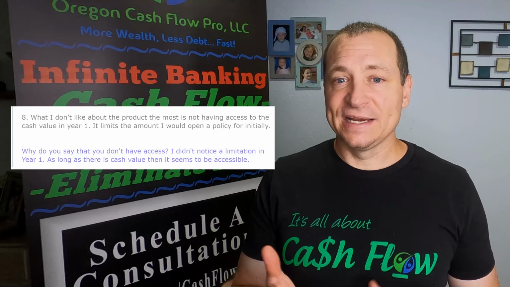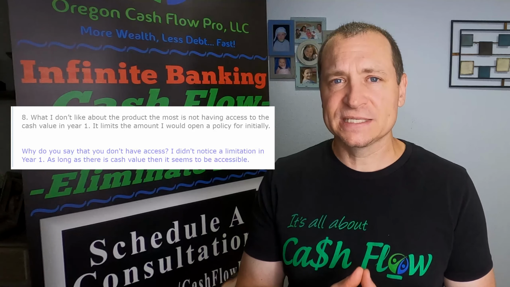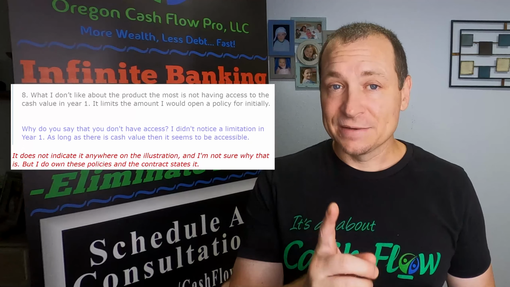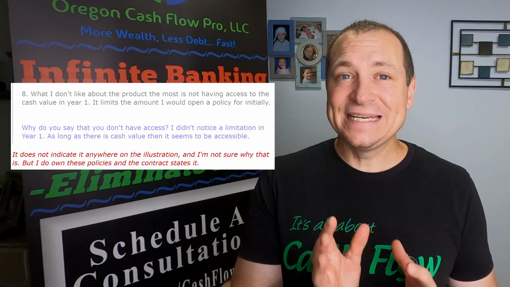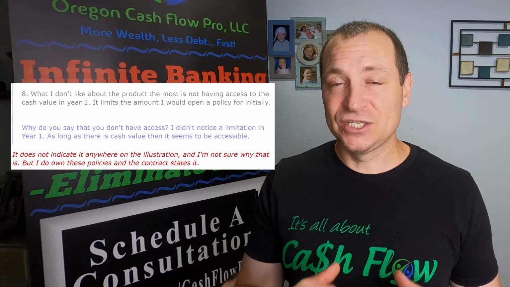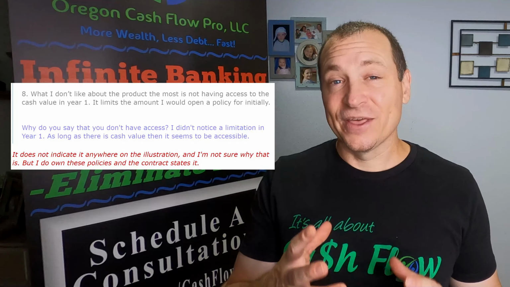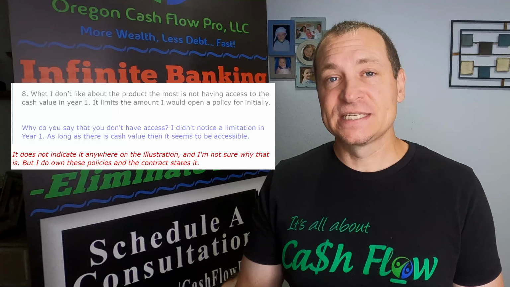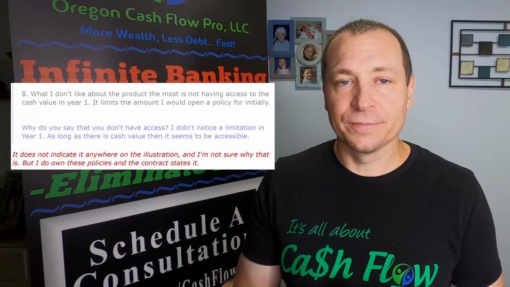And question number 8, where he asked me about what I don't like about the policy. He says, why do you say that you don't have access? I didn't notice a limitation in year 1. As long as there's cash value, it seems to be accessible. He's absolutely right there, except it just doesn't indicate it anywhere on the illustration. And I'm not sure why that is. I've looked and they just don't put it on there. But I own one of these policies, and the contract itself does state that you can't use it, and I actually tried. You can't use it in the first year.